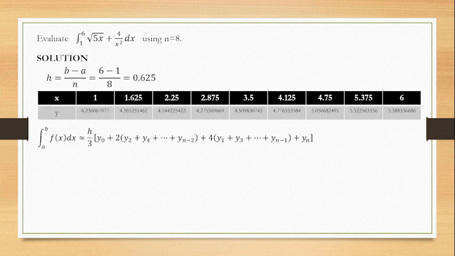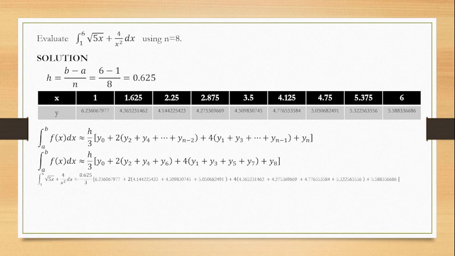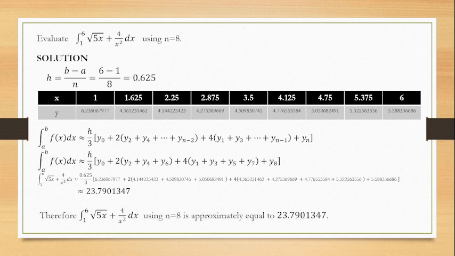Plugging the values we got from our table into the derived formula, we'll have, therefore, the integral of square root of 5x plus 4 over x squared dx from 1 to 6 using 8 subintervals is 23.790137.